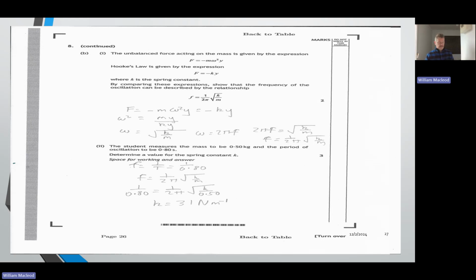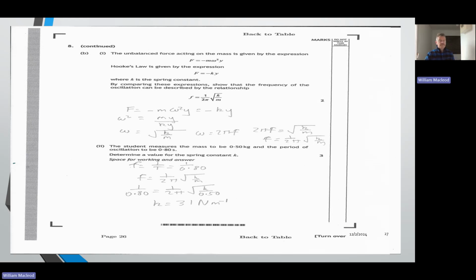This is a sort of bit of algebra you have to use here. It's saying the unbalanced force acting on the mass is given by the expression. So you've got the expression there: F is equal to minus m omega squared y. Hooke's law is given by the expression F is equal to minus ky, where k is the spring constant. By comparing these expressions, show that the frequency of the oscillation can be described by the relationship. So you've got the equation there.